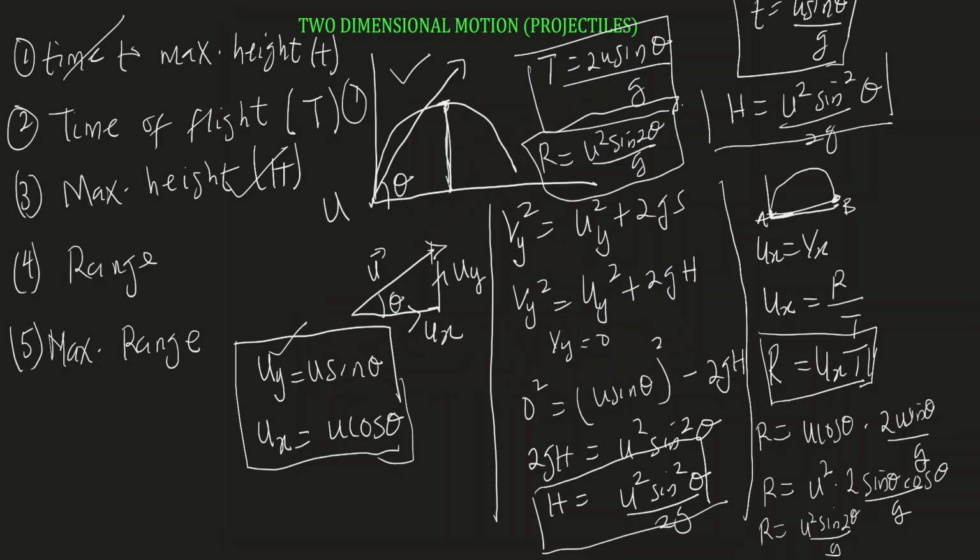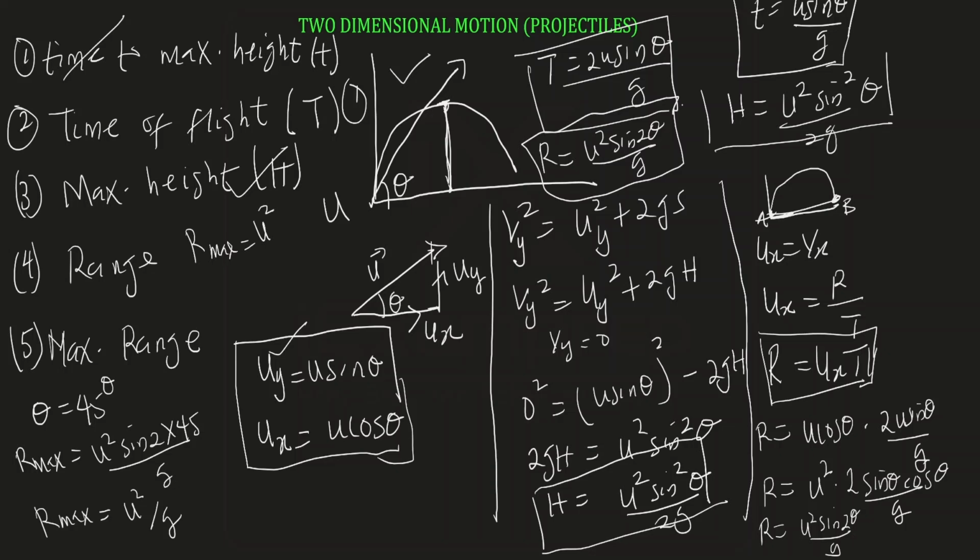Now the last one we have is maximum range. An object covers the maximum horizontal distance when it is projected at an angle of 45 degrees. It then means that I can substitute this in my formula and say that maximum range is equal to u squared sine 2 times 45, because theta is 45, over g. 2 times 45 is 90, and sine 90 is 1. So we have maximum range equals u squared over g. So the formula for maximum range is u squared over g.